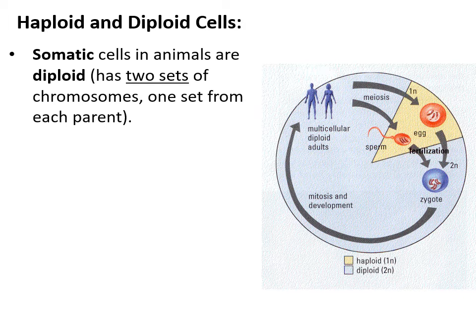Haploid and diploid cells. So somatic cells in animals are diploid. So all the cells in your body are somatic cells, except for the ones that produce gametes, sex cells. So the somatic cells are diploid. They have two sets of chromosomes, one of them from each parent.